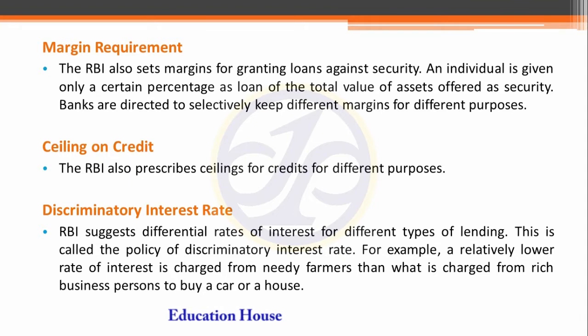Number three is ceiling on credit. The Reserve Bank of India also prescribes ceilings on credit for different purposes. The ceiling on credit shows the credit limit, meaning every bank gives the loan according to that limit. This limit can be calculated or evaluated by the economic condition of the person.